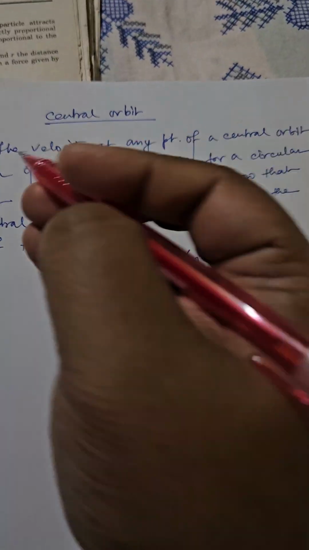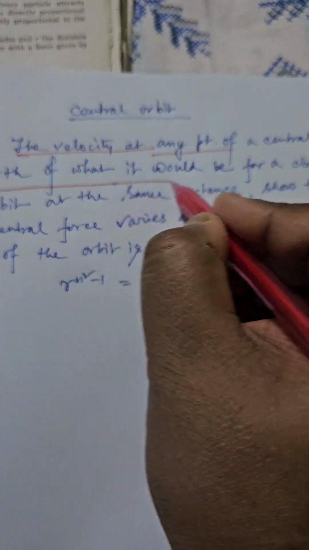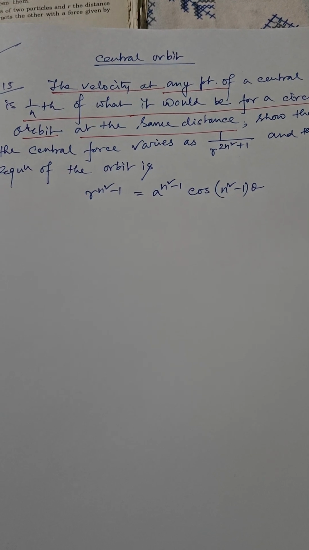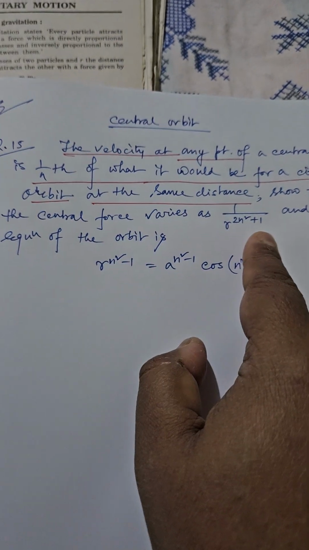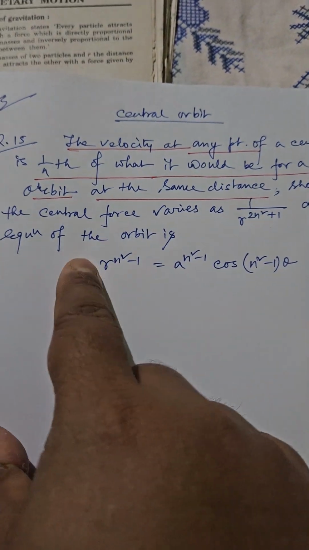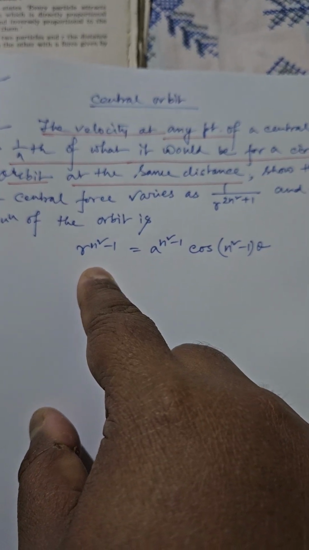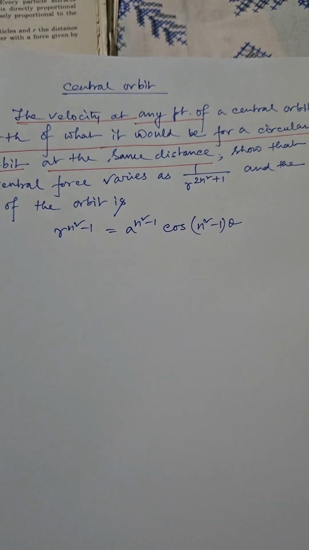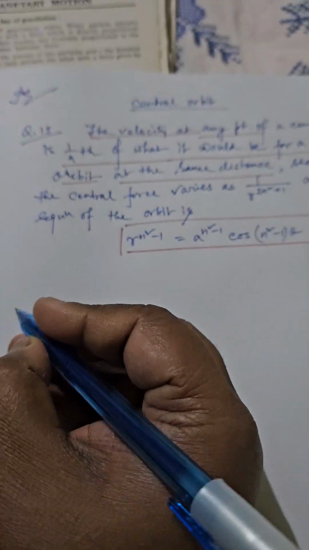So the first important point is what? Here the velocity at any point is 1 by nth of what it would be for a circular orbit at the same distance. That means you need to use the concept of velocity in a circular orbit. And then obviously we need to prove two different things. One, the criteria for the central force, or better to say the law of force, and then you need to prove that the final equation of the orbit will be like this: r to the power n square minus 1 is equal to a to the power n square minus 1 cos of n square minus 1 into theta. So this is our objective. So let us start the solution.